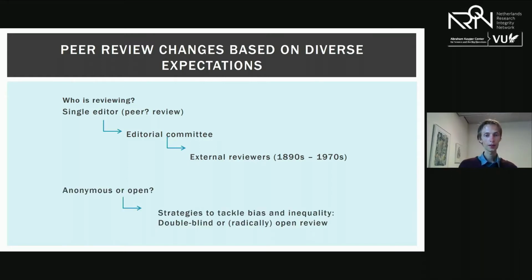Then, of course, there are different tastes and flavors that people use regarding anonymity or openness of peer review practices. Initially aimed to tackle bias and inequality in science and publishing. We have, of course, the double blind, the single blind, or more open forms of peer review, where either the identities of the editor, the reviewer, or the authors might or might not be known to other actors in the system.